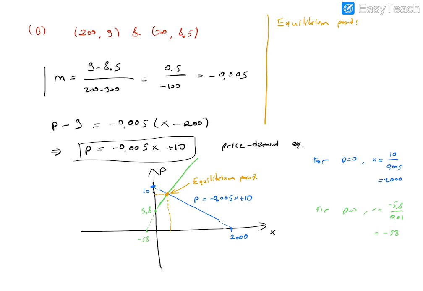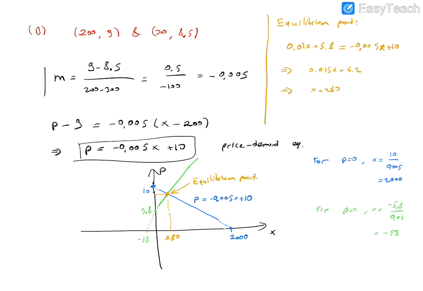So the price supply equation is 0.01x plus 5.8. The price demand equation is minus 0.005x plus 10. Why do we make them the same? Because this is the intersection of these two lines. So by solving this equation, 0.015x equals 4.2. Then from here x is 280. Okay, so this is 280.